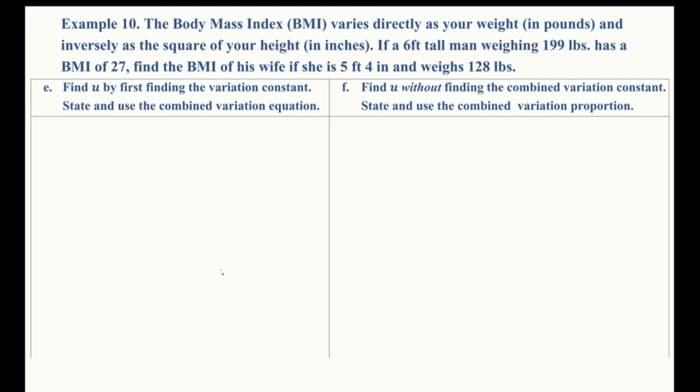So to do it the classic way, we know that BMI, which we can just use B for, varies directly as your weight, so KW, and inversely as the square of your height, right? Like that. So let's make a table.